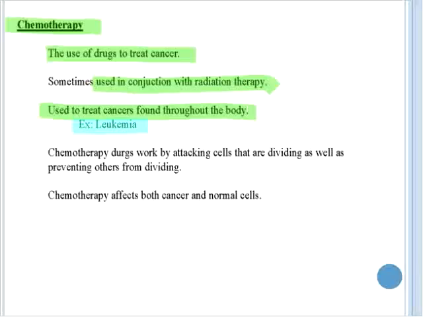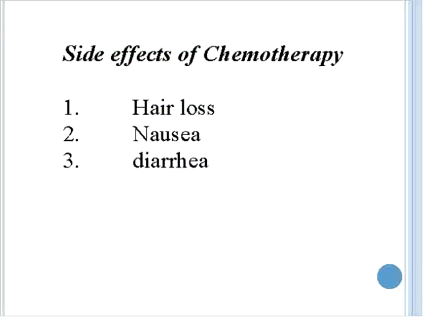These drugs work by attacking cells that are dividing as well as preventing others from dividing. And chemotherapy does affect both cancer and normal cells, which accounts for the side effects that people receiving chemotherapy often suffer from. These side effects can include hair loss, nausea, and diarrhea.